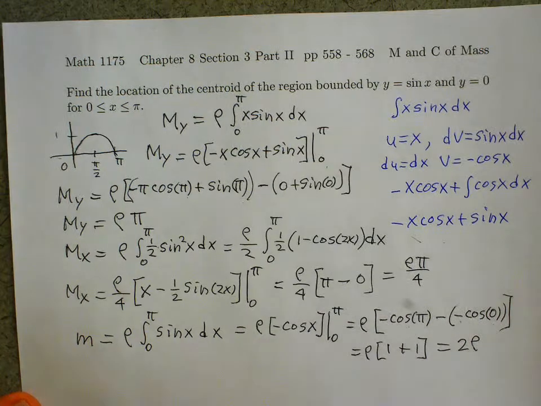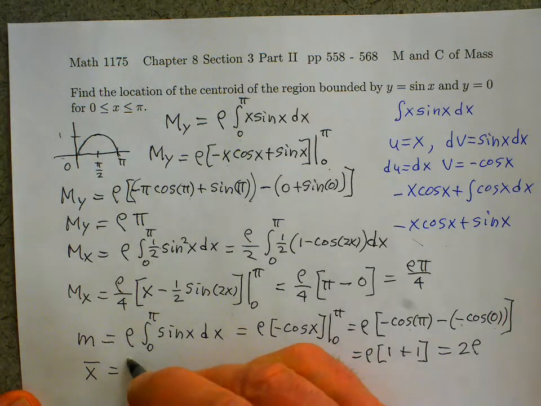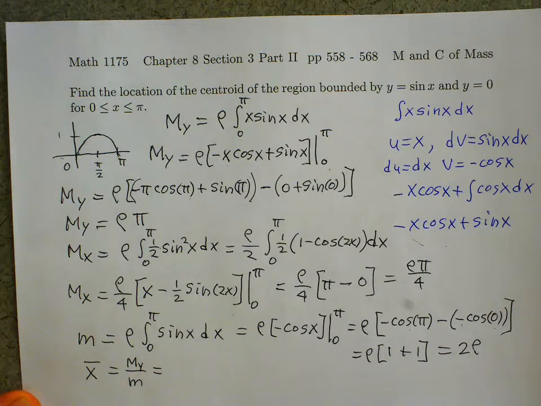Now we can write down the x-coordinate of the centroid, x bar. That's the moment of the region about the y-axis divided by the mass. So we're going to get rho times pi divided by 2 times rho. The rho's cancel, so x bar is pi over 2.